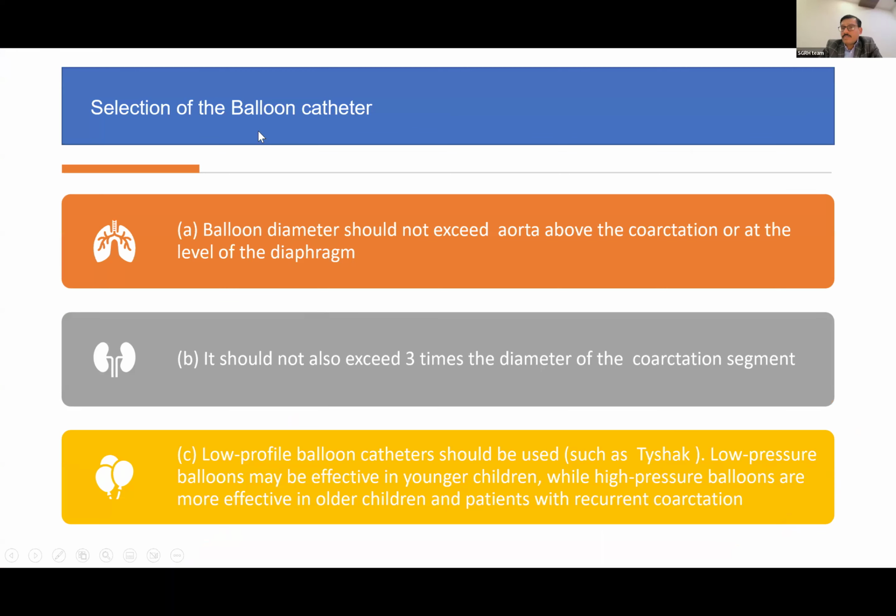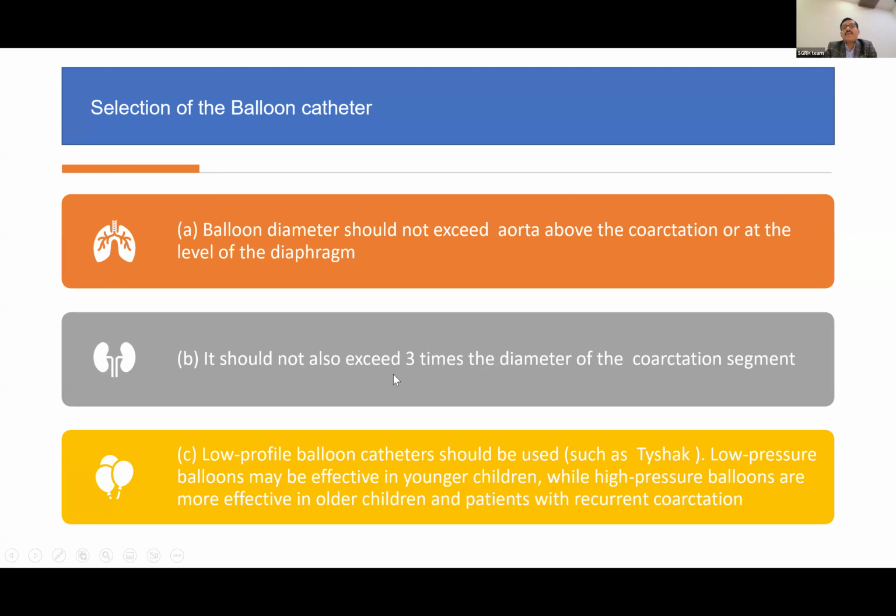Selection of balloon catheter. You remember these two parts, and then I will come to the balloon dilatation selection in future slides also. Balloon diameter should not exceed the aorta above the coarctation. So just above the coarctation of the aorta, it should not exceed the arch or the level of the diaphragm. Whichever is smaller, you should use the balloon by that measurement.